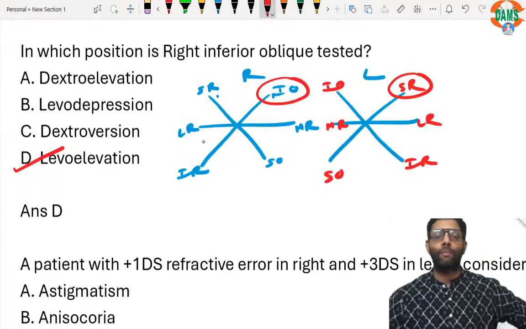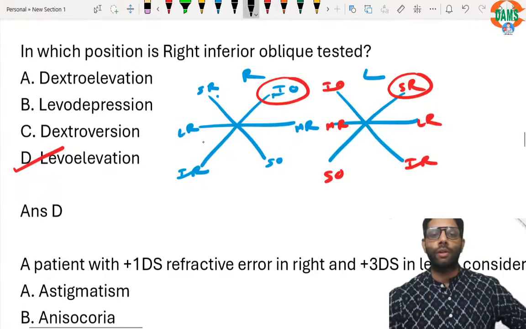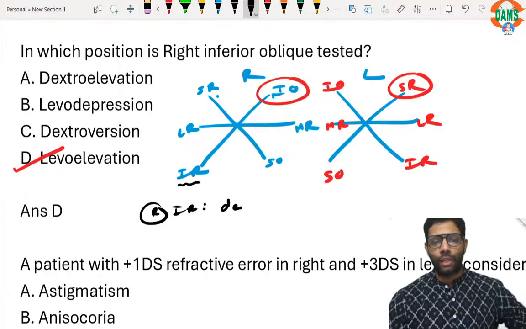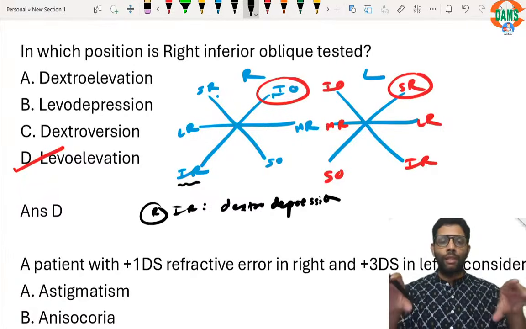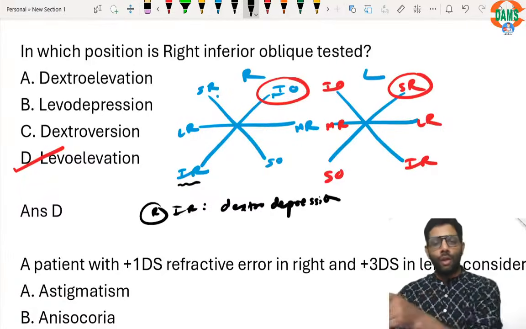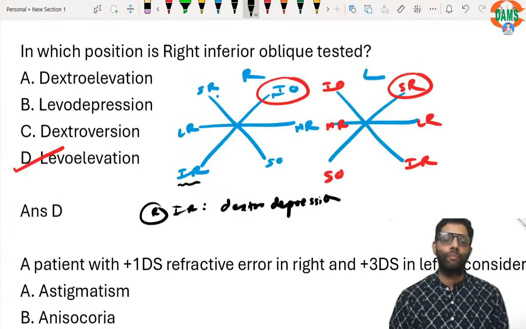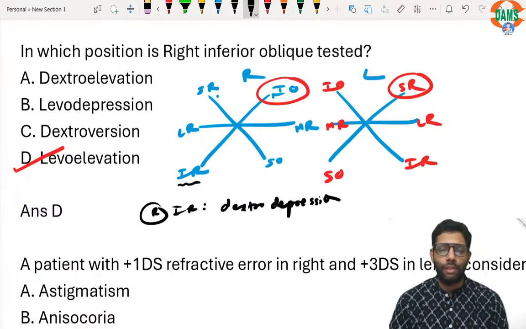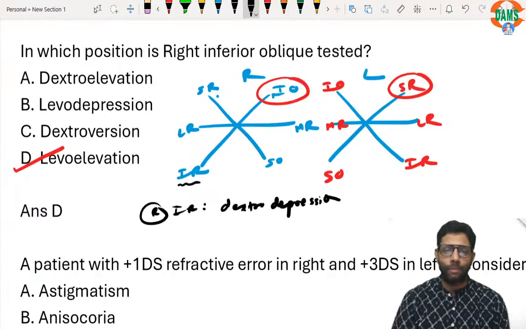So one more question. If I ask the question, in which position you check right inferior rectus? Right IR is checked in dextro depression position. So if there is a right IR palsy, the patient will have maximum diplopia looking right and down. Looking right and down means dextro and depression. Means going upstairs or going downstairs.